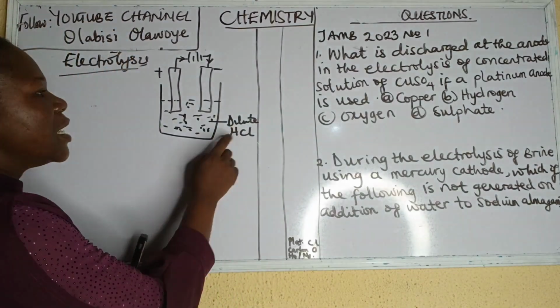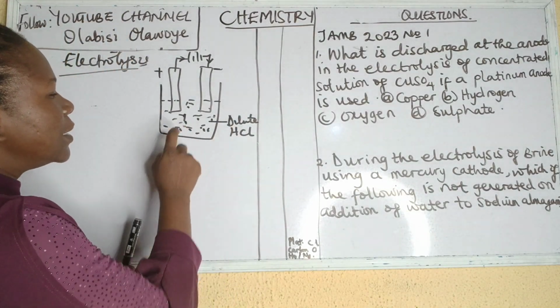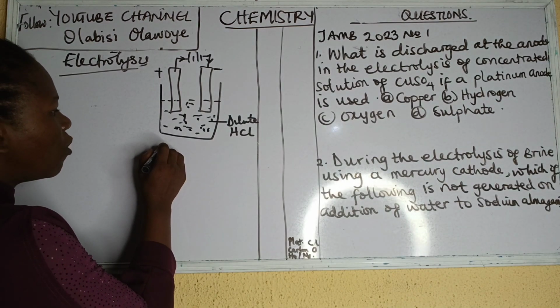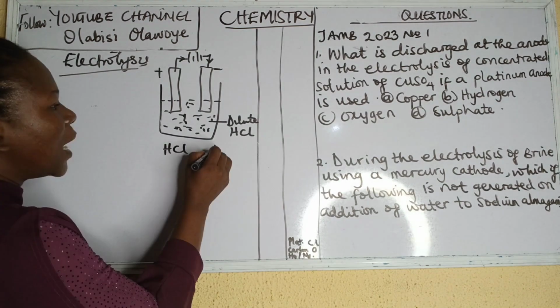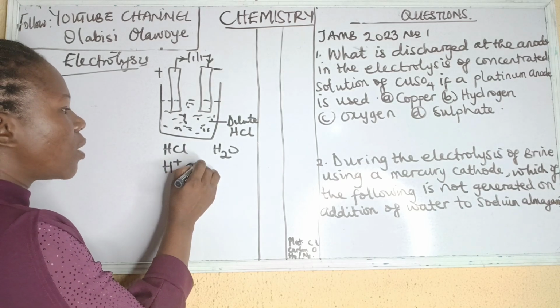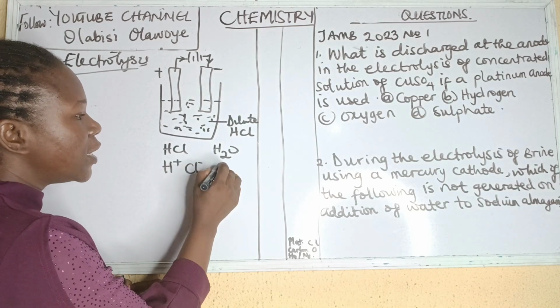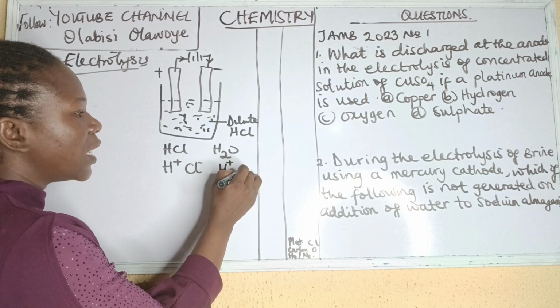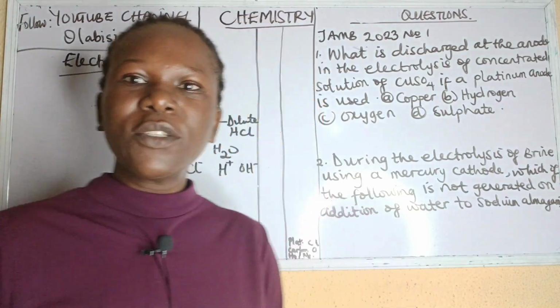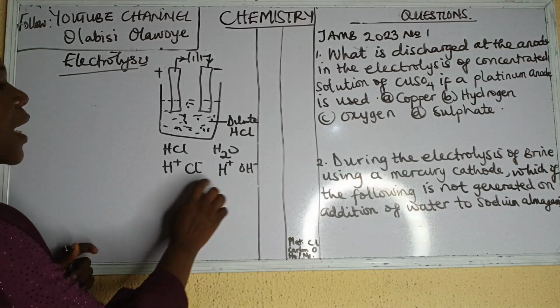Now, the compound inside the container is actually made up of hydrochloric acid and water because it's diluted. So the ions are hydrogen ion and chloride ion from hydrogen chloride, and hydrogen ion and hydroxyl ion of water. These are the four ions. Now, when a direct current is passed through, there will be a kind of movement.